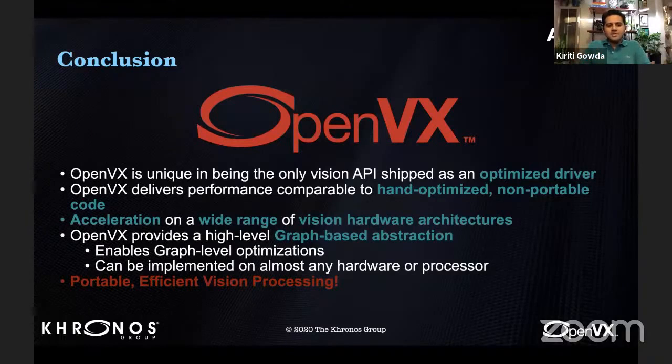And like I said, the acceleration on a wide range of hardware and vision hardware architectures gives flexibility to launch on many OSs and hardware. And finally, the graph-based abstraction gives you all those memory, performance, kernel fusion kind of optimizations free of cost. So you're just getting it without having to worry about or think about it. So it's already built in the framework. So you're just getting it and you're getting the performance from it. And finally, it's always portable, efficient vision processing is kind of important.